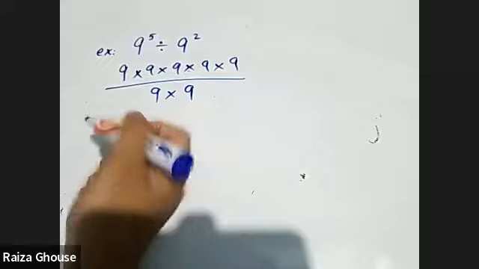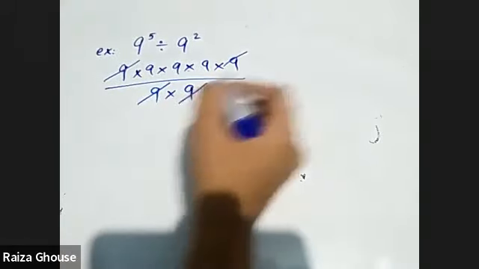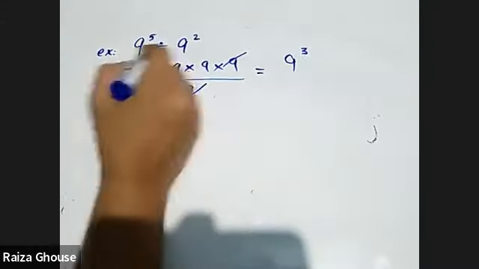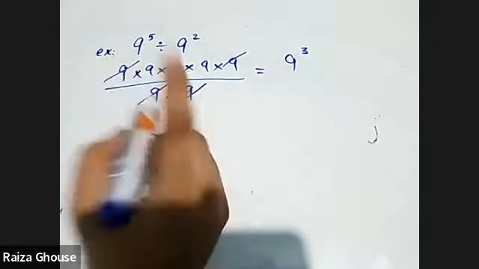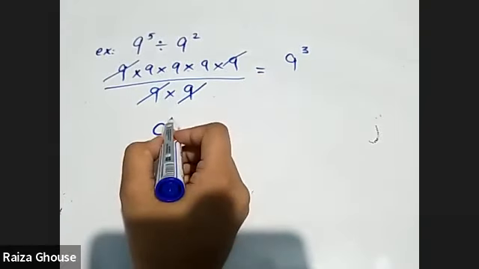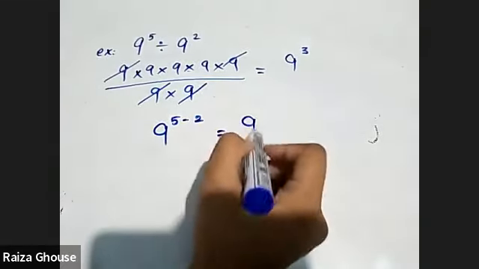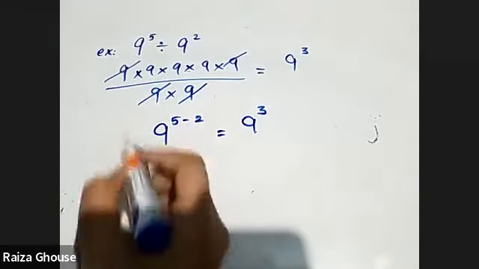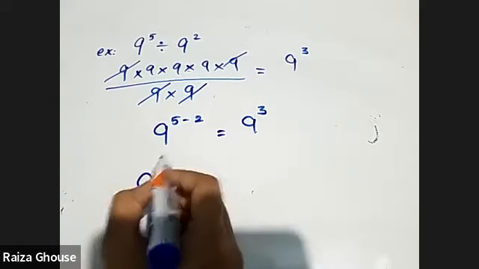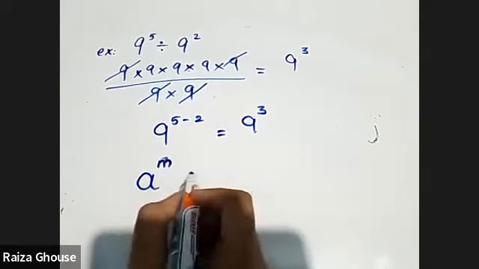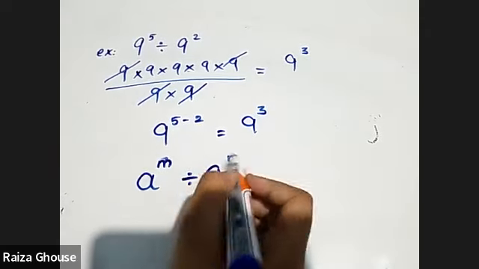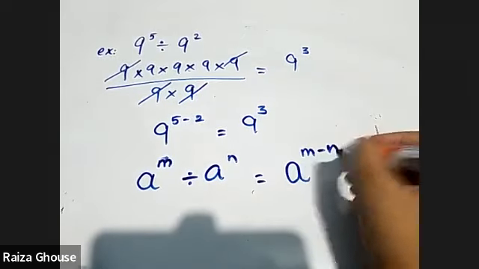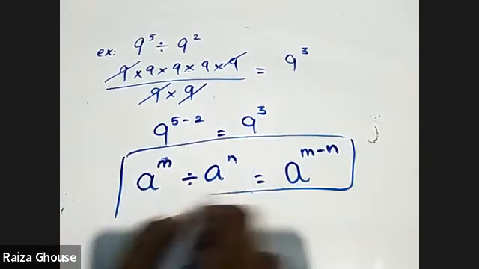So simply what is it? You can cancel. How many 9s are remaining? 9 to the power 3. That means if you get the same base and different powers to divide, what can you do? You can subtract the powers and get the final answer. According to the law, if you have the same base and different powers to be divided, you can get the answer by writing the base and subtracting the powers. This is your second law.